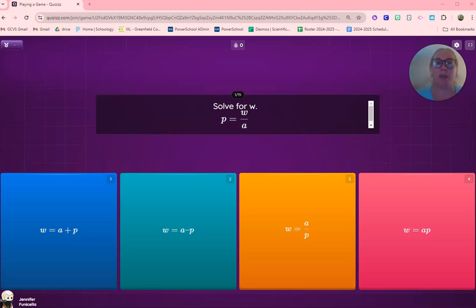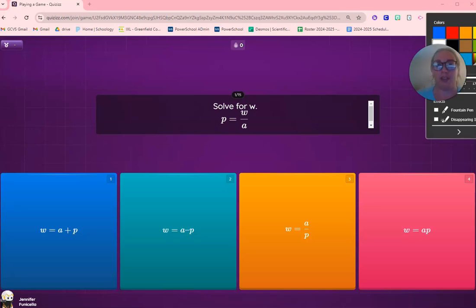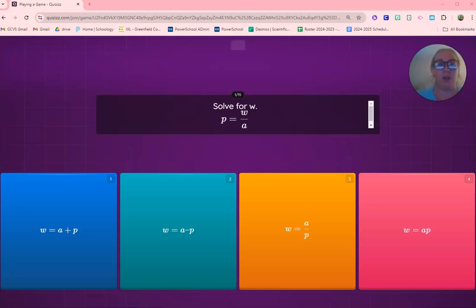All right, my friends, we're going to practice doing some more literal equations together. So this is the Quizizz assignment for 1.3, and we're solving these literal equations using our algebraic properties.